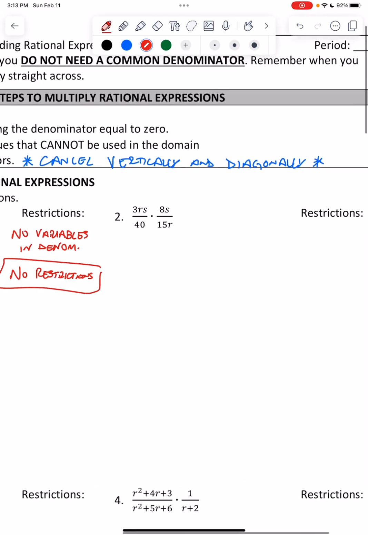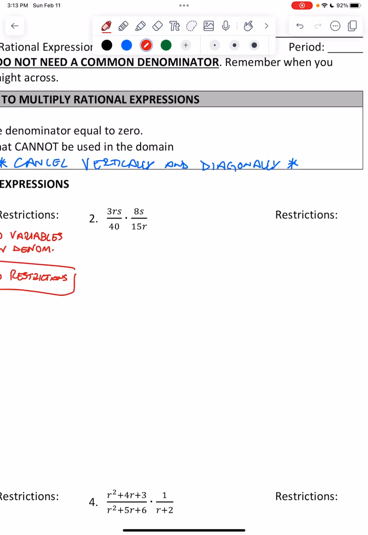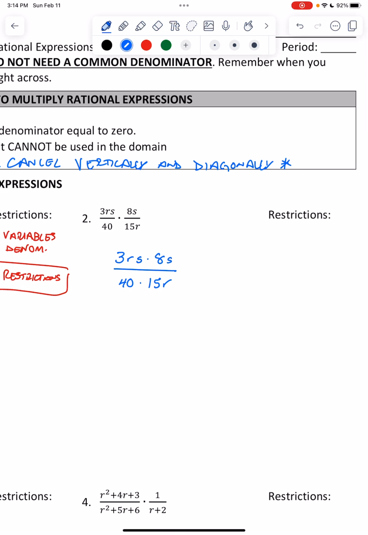Okay, so now in number 2, there's nothing to factor here. So what we can think about then is we can say this is 3RS times 8S over 40 times 15R. Okay, so restrictions, the only thing that has a variable attached to it is that 15R. So that thing cannot equal 0. So if we divide out that 15, R cannot be 0 is our only restriction there, okay?